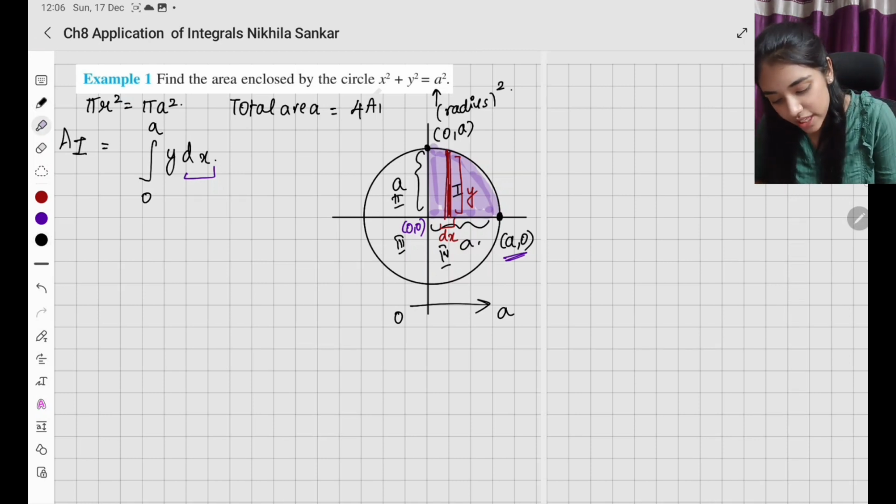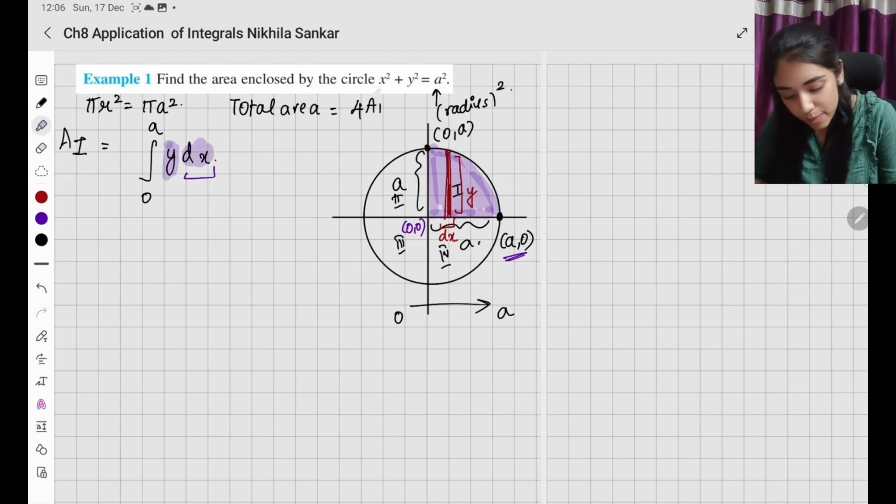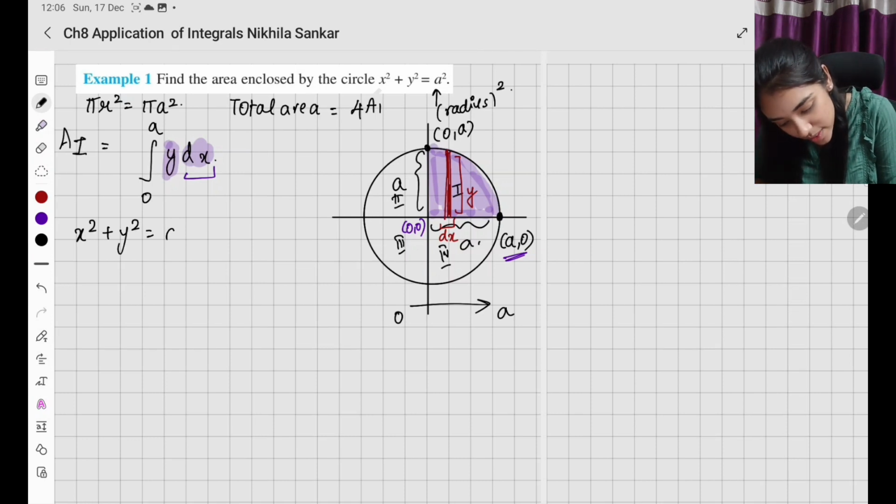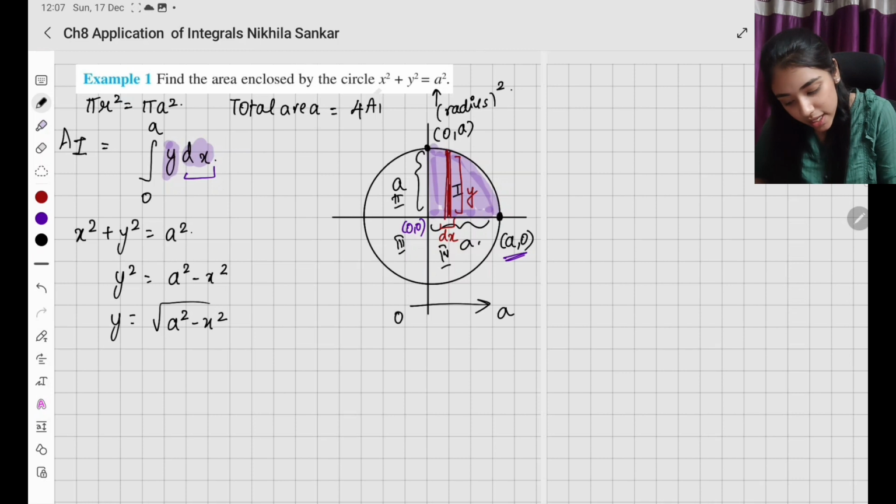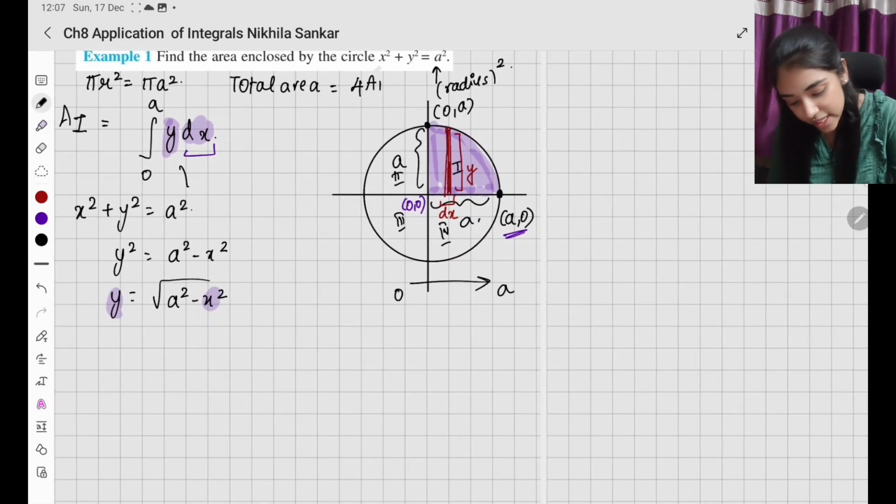Now, what do you see here? The variable is in terms of x and here the variable is in terms of y. So, இப்போ y க்கு பதிலா நான் x ன்னு எழுதணும். What equation do I have? I have x square plus y square equals a square. So, y square equals a square minus x square and y equals square root of a square minus x square. Now, I have y in terms of x. y x termsல எழுதியாச்சு. அதை இங்க substitute பண்ணலாமா?